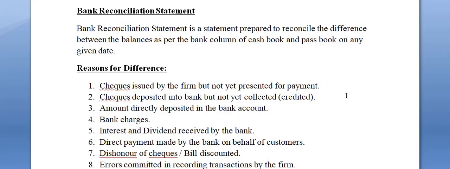Okay, dear children, now we will continue with the new chapter called Bank Reconciliation Statement. Okay, so what is this and why do we need to prepare this?